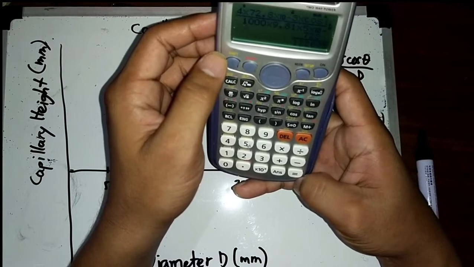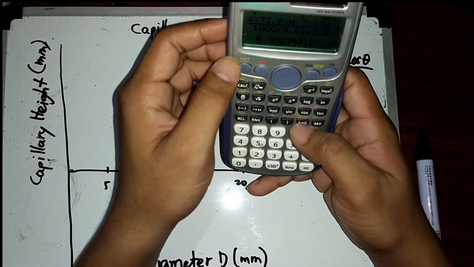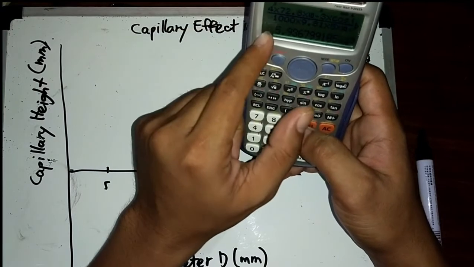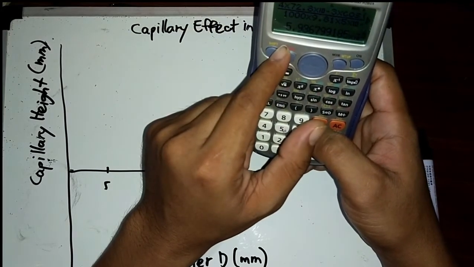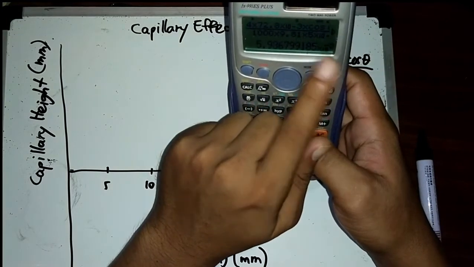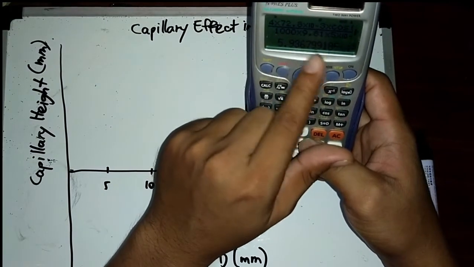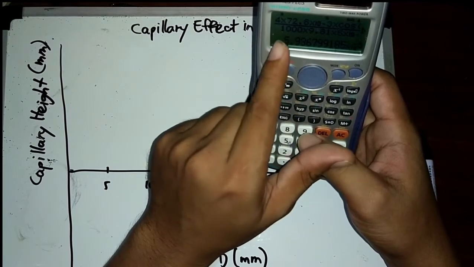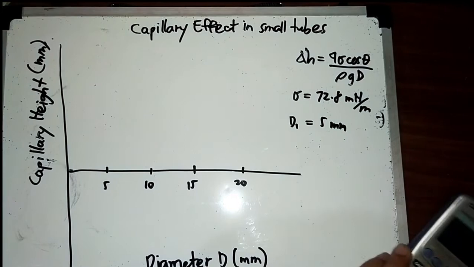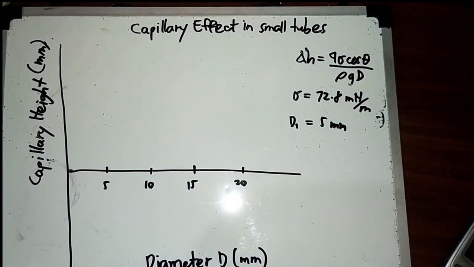So the result is 5.936 times 10 to the negative 3 meter. We will convert that into millimeter. So 5.936 mm. Okay, the answer is 5.936 mm.